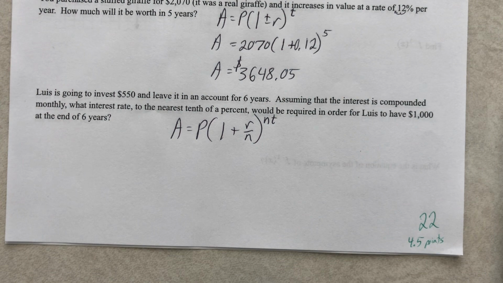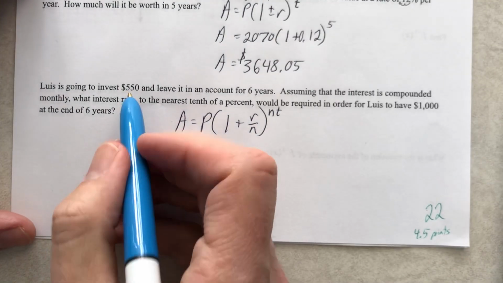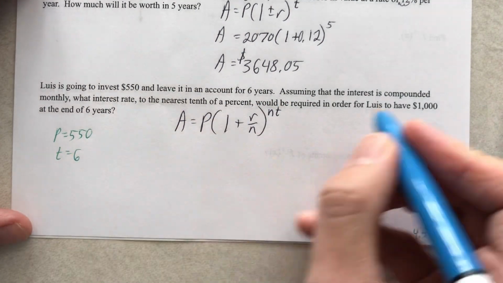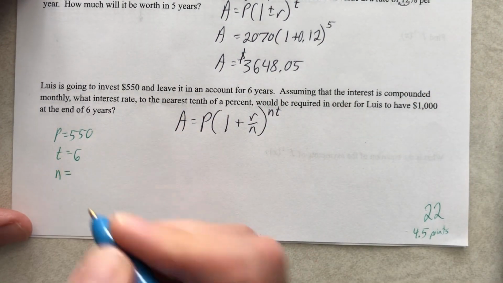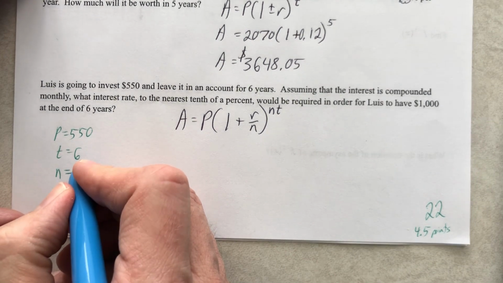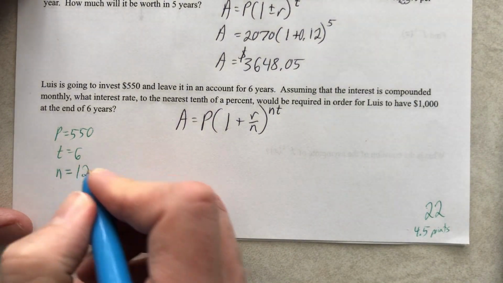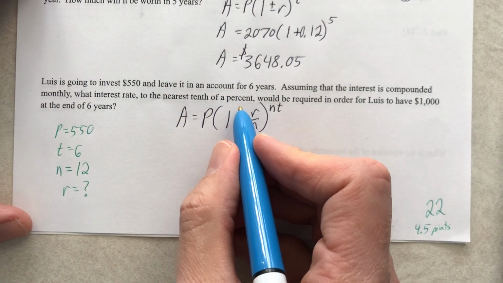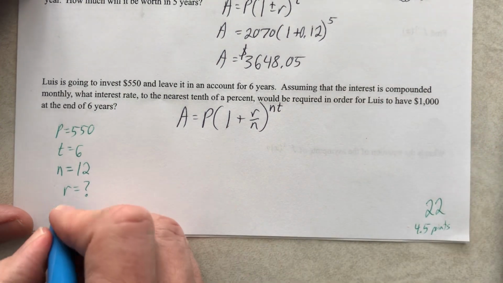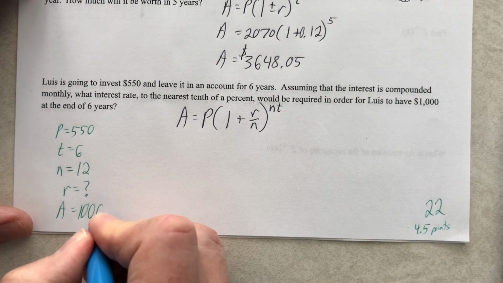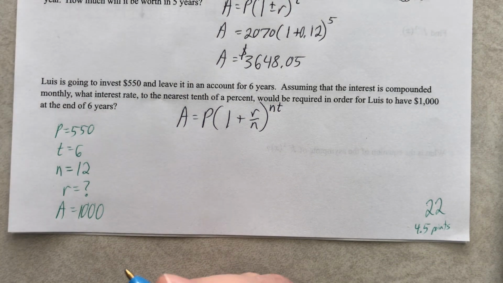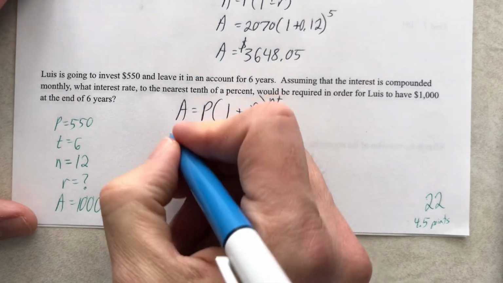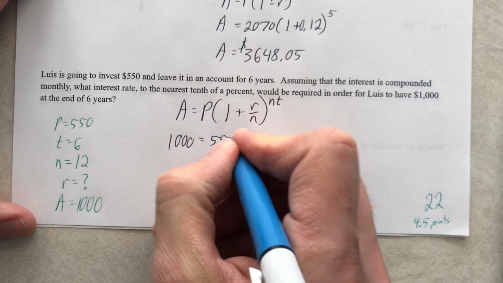Okay, let's just stop right there and start writing everything I know. He invests $550. Time is 6 years. Interest is compounded monthly. I'd love to say that's R. Actually, monthly is 12 times a year. What interest rate? Ooh, tricky. To the nearest 0.1%, we'll deal with that later, would be required in order for Luis to have $1,000. If I recall correctly, this one has a ridiculous answer of like a very unrealistic interest rate, but we'll go with it. Okay, 1,000 equals 550.